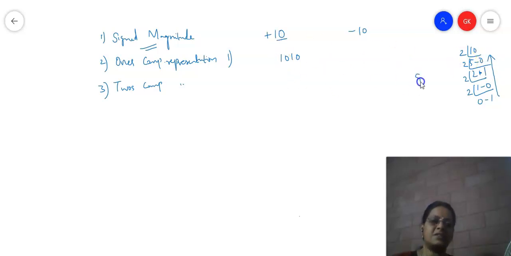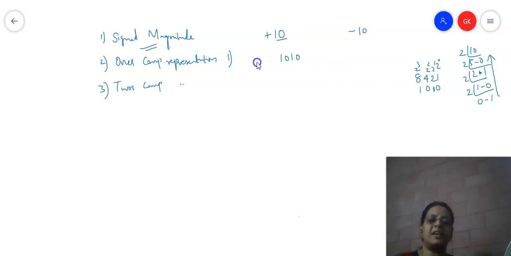Another method is to follow the 8421 code. Here I want 10, so I put 1 in the 8's place and in the 2's place. The weights are 2 power 0, 2 power 1, 2 power 2 and 2 power 3, so like this we can represent the number in binary weightage. 2 power 3 is 8, so any number present in this position has the value 8. Now I want to represent 10, so 8 plus 2 is 10, and the remaining bits will be 0. So the binary representation of plus 10 is 1010.